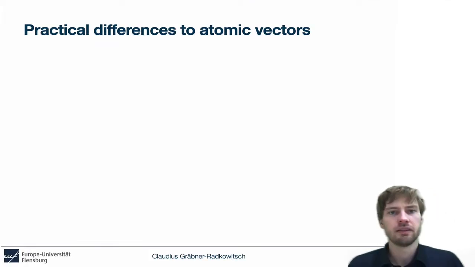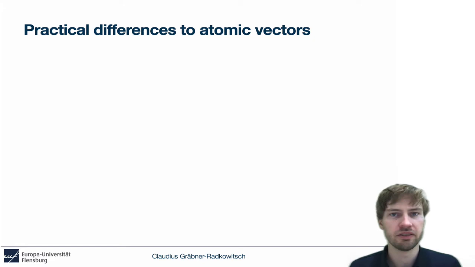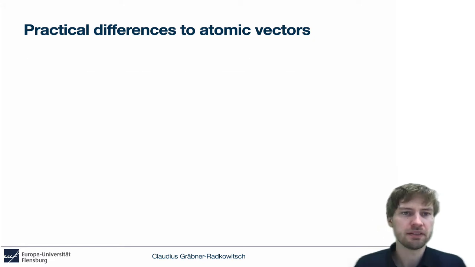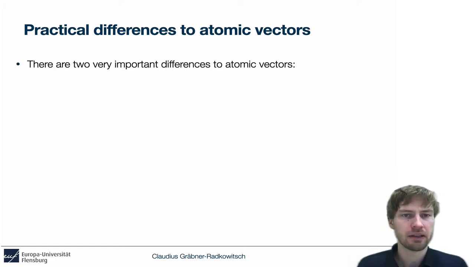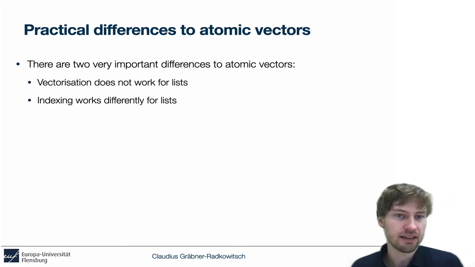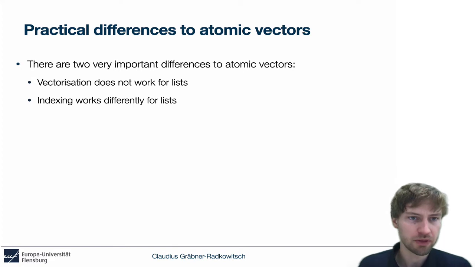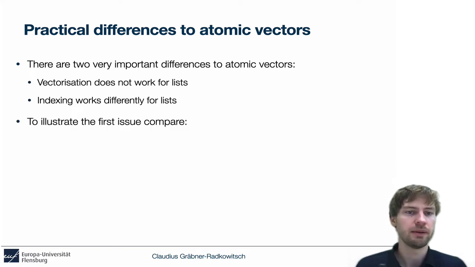And this also brings us to our last topic concerning lists, the practical differences to atomic vectors. There are actually two main differences that are important in practice. First, vectorization does not work for lists, and second, indexing works differently. We already discussed the second one just before. Now I want to say something about the first one.